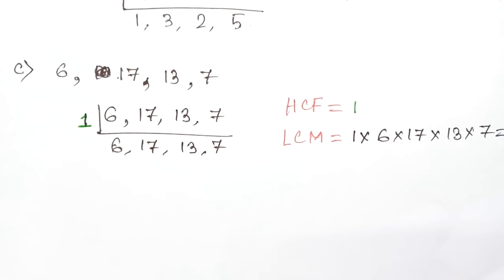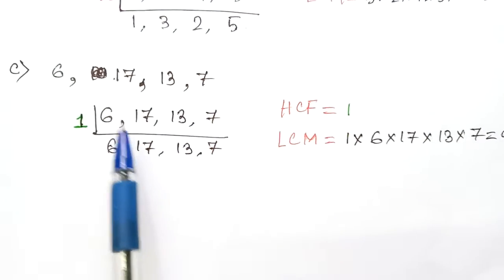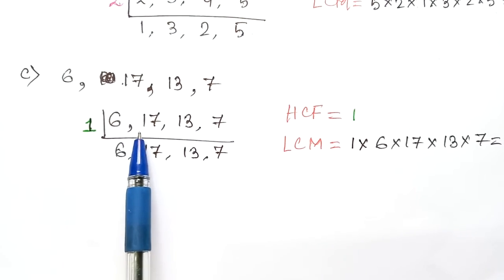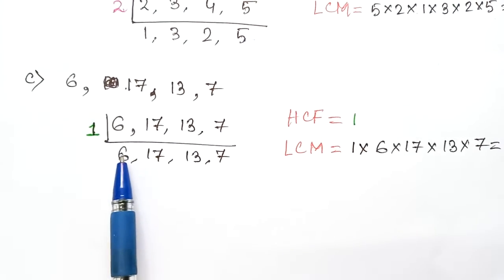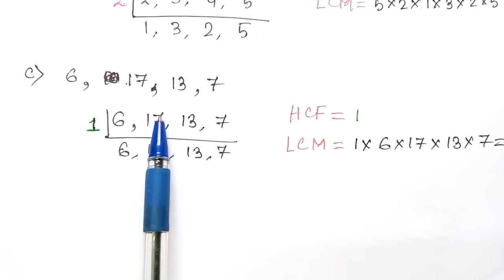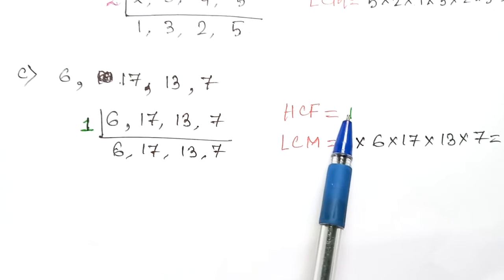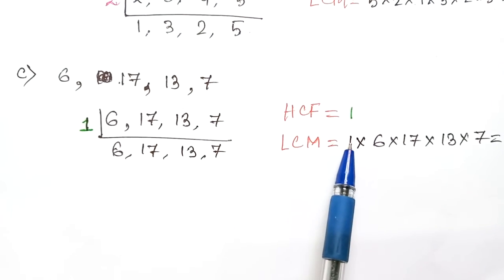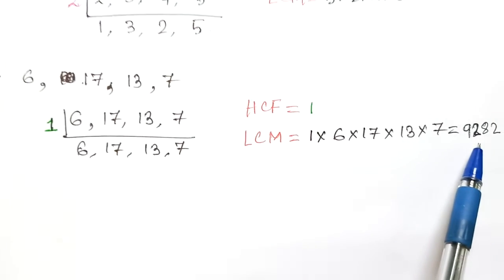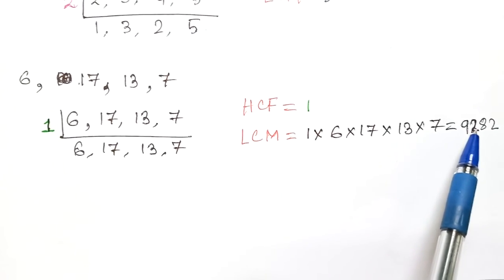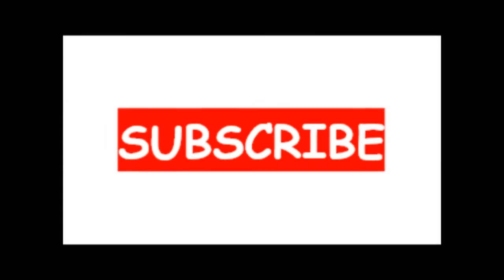Okay. So here is example number 3, that is 6, 17, 13 and 7. As you can see, there is no common divisor except 1 which can divide all the 4 numbers. So we divide by 1 and get 6 from 6, 17 from 17, 13 from 13, 7 from 7. So the HCF is equal to only 1 and the LCM is equal to 1 into 6 into 17 into 13 into 7, that is equal to 9282.